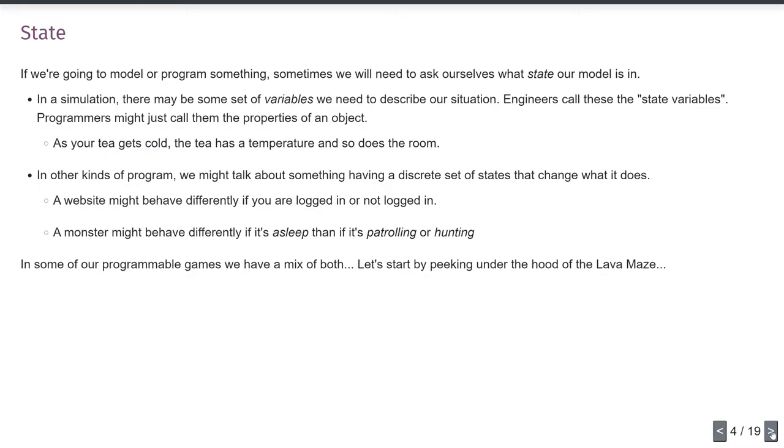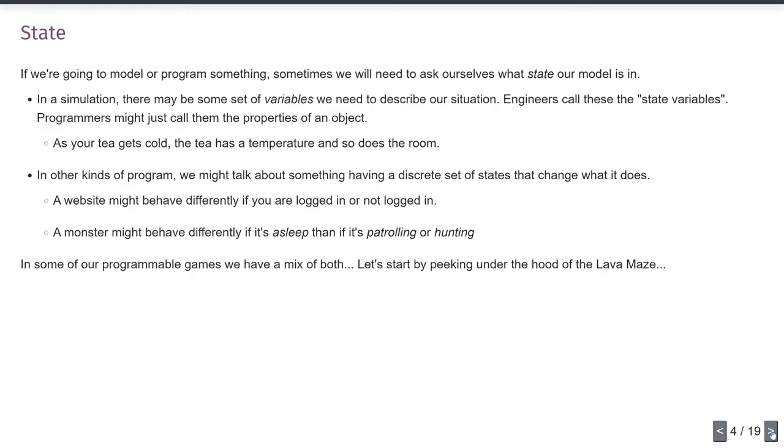Programmers sometimes talk about state a little bit differently. We will often talk about something having a set of states that it moves between, what engineers would call a state machine. So, for instance, if you go to a website, it might behave differently depending on whether you're logged in or not. So you, the user, can be in the logged in state, and then you can hit the log out button and you move into the logged out state. And things are going to behave differently depending on which state you're in.